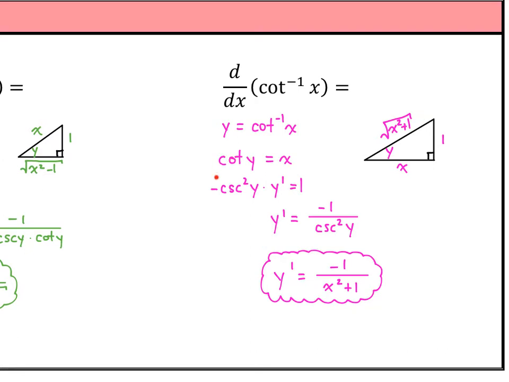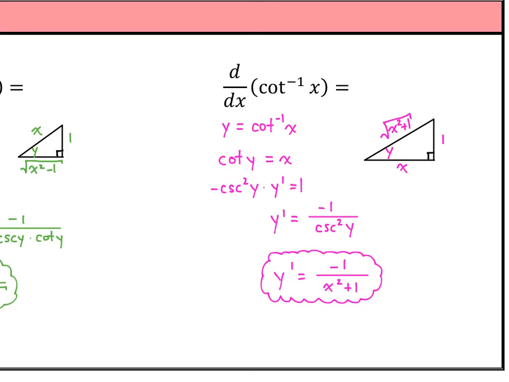Now we're going to take the derivative of cotangent, and we get negative cosecant squared times y prime equals 1. And so y prime equals negative 1 over cosecant squared of y. And now cosecant of y is just the square root of x squared plus 1. Squaring that, because it's cosecant squared, we get y prime to be negative 1 over x squared plus 1.